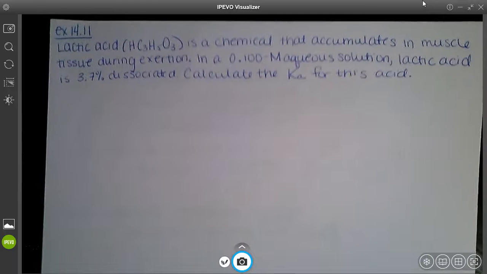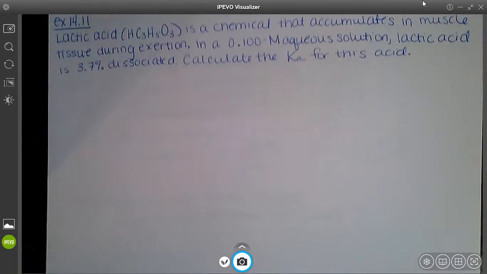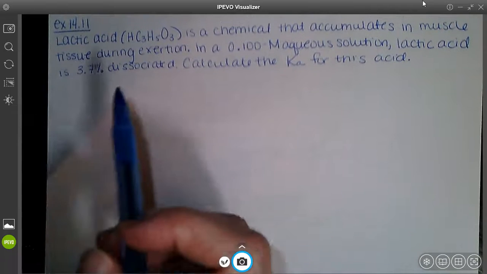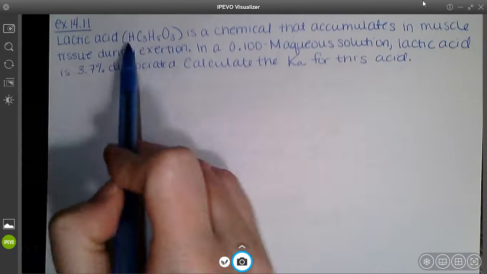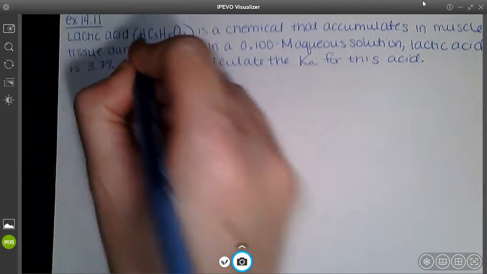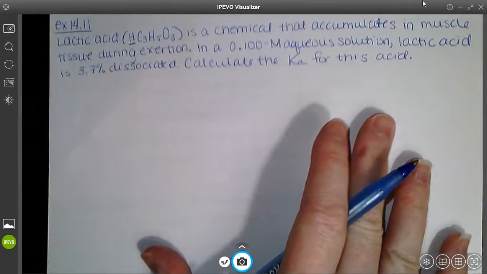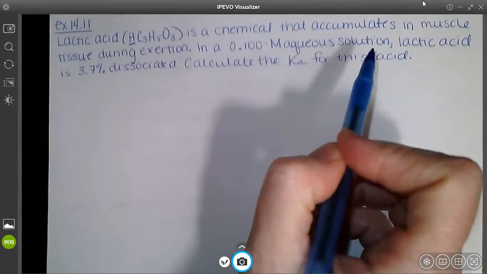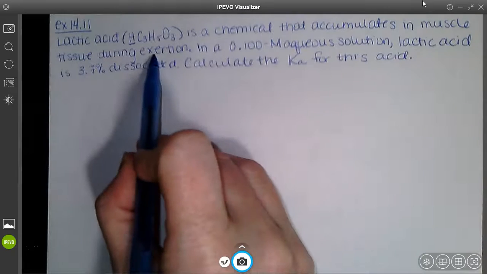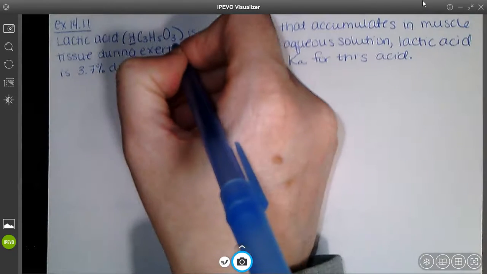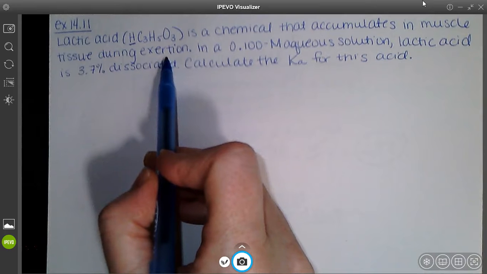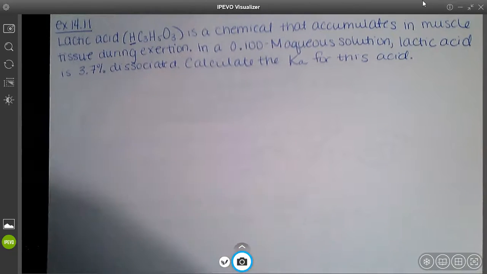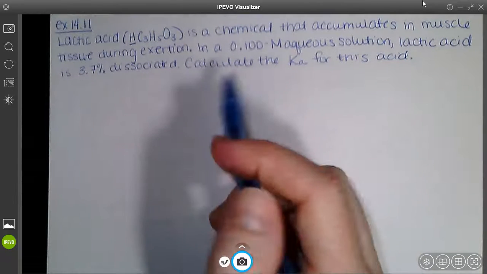We're going to continue with problem 14.11. In problem 14.11, lactic acid, which is HC3H5O3, we can see that this is the hydrogen, by the way, that's going to pop off when it becomes an acid that dissociates. This is a chemical that accumulates in the muscle tissue during exertion. If you guys remember from biology, this happens during anaerobic respiration. You make lactic acid when you've used up all the oxygen.